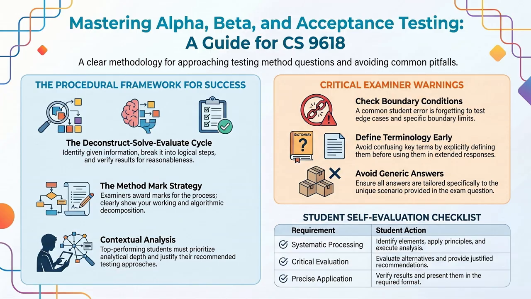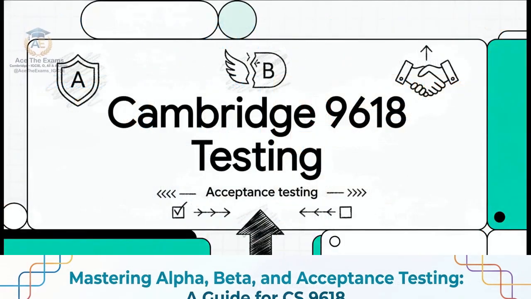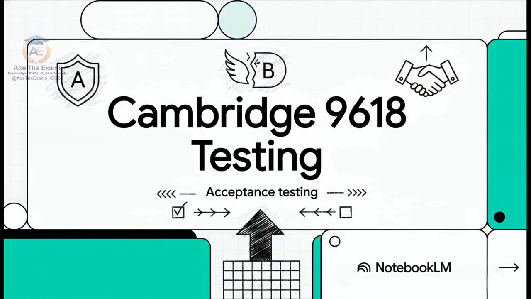Welcome to this explainer on Cambridge 9618 testing methods. Have you ever looked at a Cambridge computer science past paper and felt like you were staring into the matrix, like there's a hidden language you just aren't speaking? Well, I'm here to tell you that there is no paper. There are only patterns. Once you learn to see the code behind every single question, you can crack any exam.